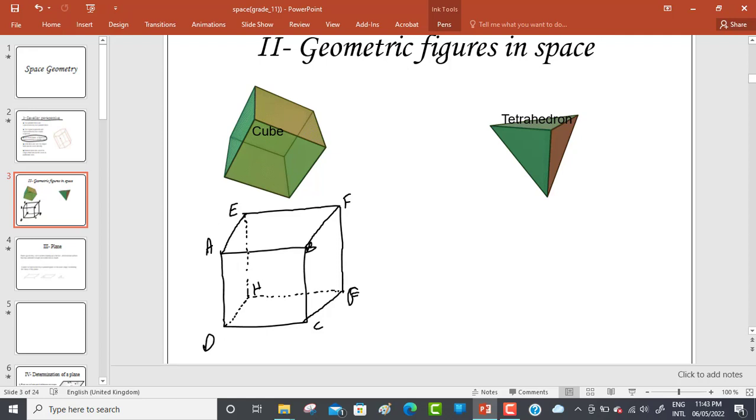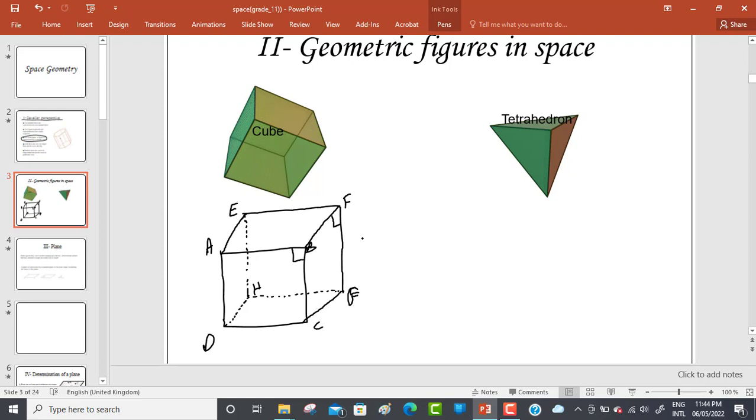For example, AEHD is also a square, but because it's not in the front plane, it's drawn as a parallelogram. For example, this angle B is 90 degrees, and in the front plane it is drawn as 90 degrees. But this angle F is also 90 degrees, but because it's not in the front plane, it's drawn as an acute angle, though you treat it as a 90 degree angle because it is one.